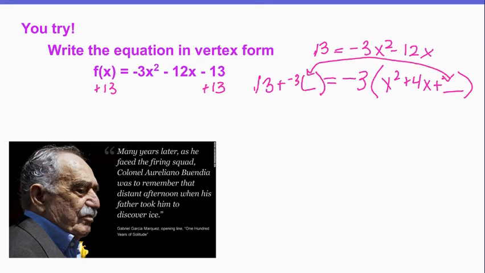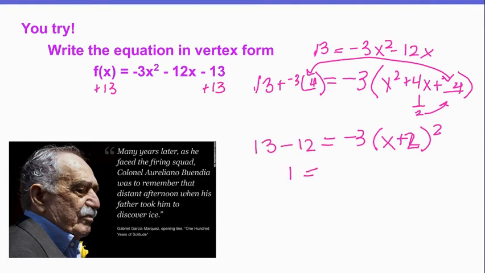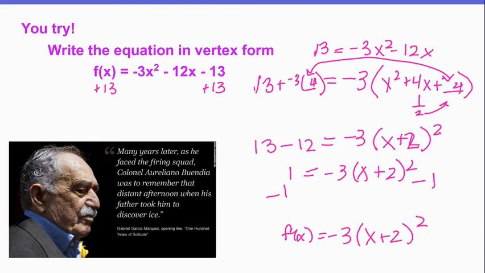Okay, these will be the same. Half of 4 is 2. 2 squared is 4. Okay. So now I've got -3, and when I factor this, I should get x plus 2 squared. And over here, I have 13 minus 12, so I get 1 here. And then I need to subtract 1. So my vertex form is this, and my vertex should be at -2, -1.